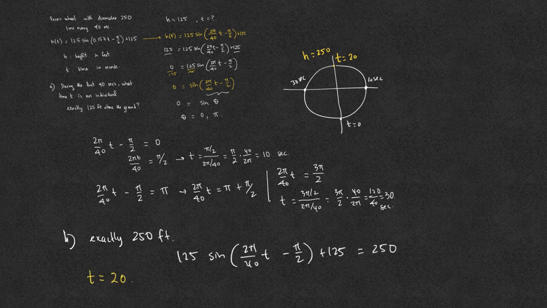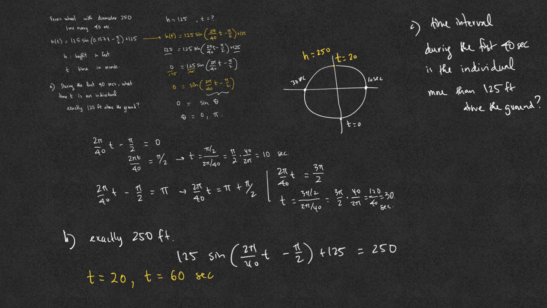During the first 80 seconds, so after 40 seconds, we will go around another rotation, 80 seconds total in 2 rotations. This is where t equals 0 or 40 seconds, 50 seconds, 60 seconds. So during the first 80 seconds, the individual is exactly 250 feet above the ground when t equals 20 during the first rotation, or when t equals 60 seconds during the second rotation.